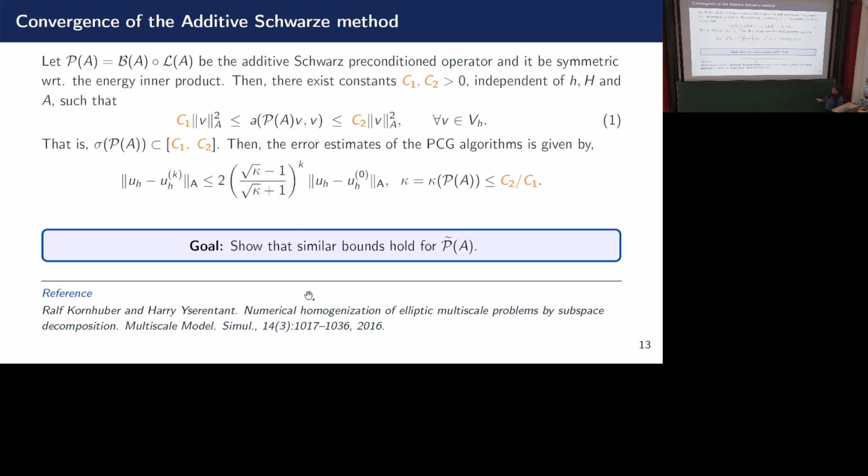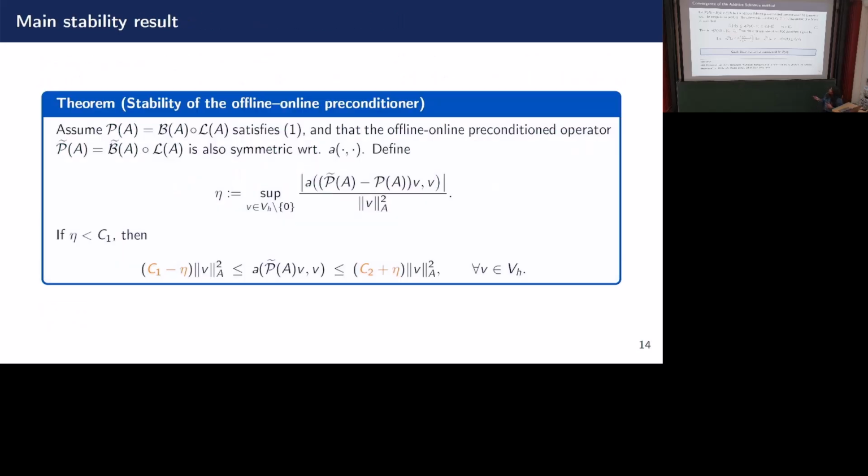Now our goal is to show that similar bounds hold for our approximated P. And how would we expect to do that? By showing that P tilde is just a small perturbation of the exact P. To do that, we would first define the perturbation constant as the worst-case relative error between the two operators.